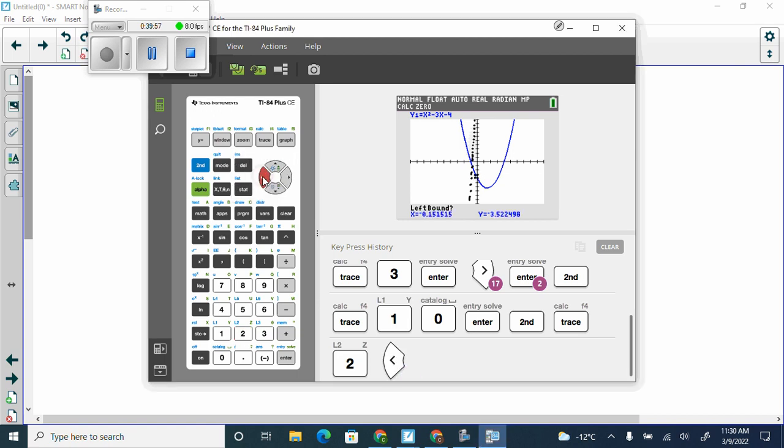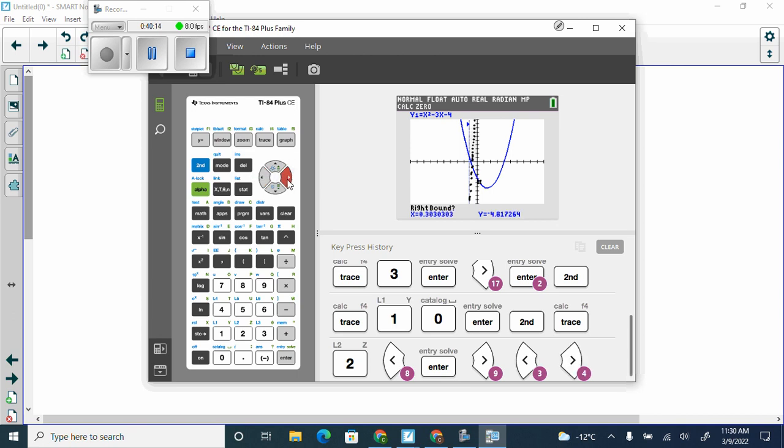So I need to go left of it. Am I on the left of it now? Yep, hit enter. Then I need to be on the right-hand side of it. So now I need to be below the x-axis. Now I'm on the right-hand side somewhere. I don't go past the vertex. Am I still on the right? I'm on the right. I can go anywhere over here.